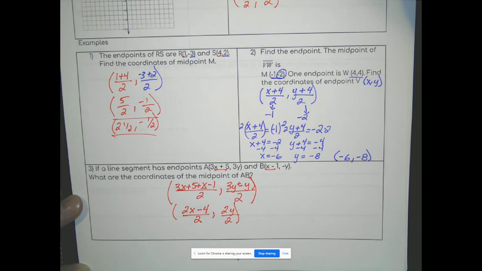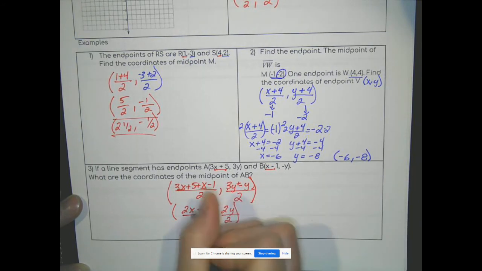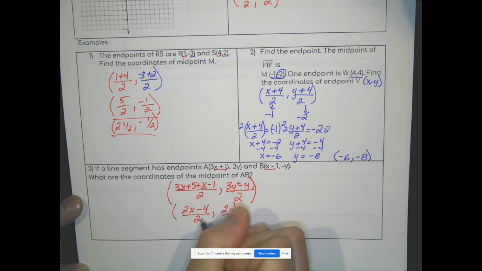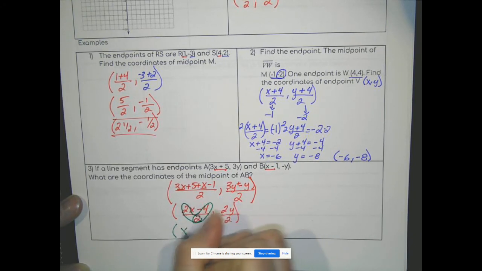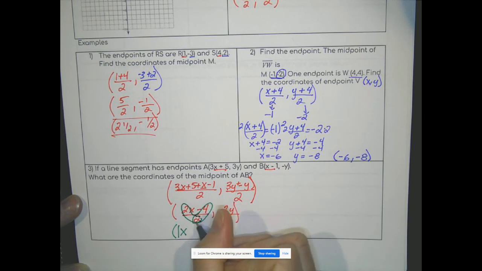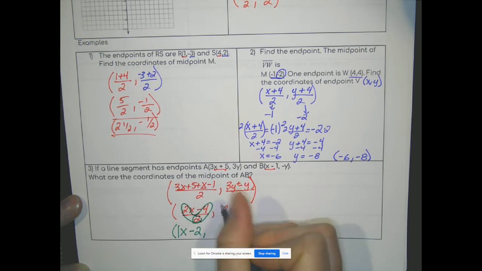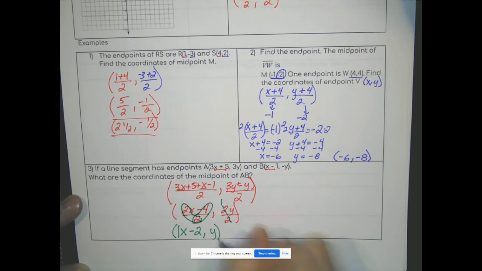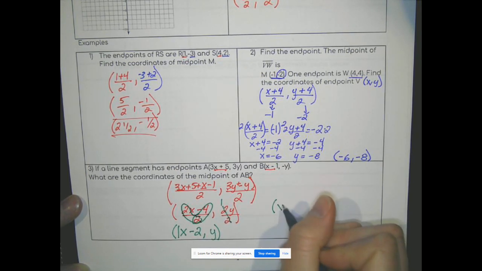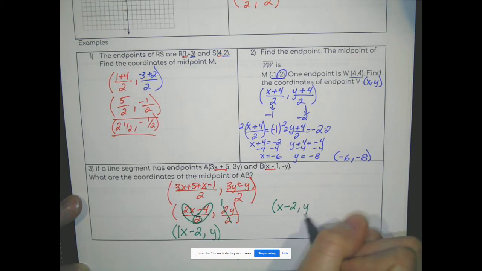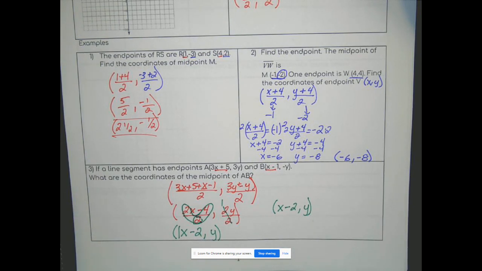And the last thing you want to do is simplify. When you simplify a fraction like this, it's like the distributive property. You have to simplify here, and you have to simplify or divide out there. So 2 goes into 2 once, so I'm left with 1x or plain x, and 2 goes into negative 4, negative 2 times. 2 goes into 2 once, and so I'm left with y. So my answer is x minus 2 comma y. Okay? And that's just how you would do the midpoint formula.